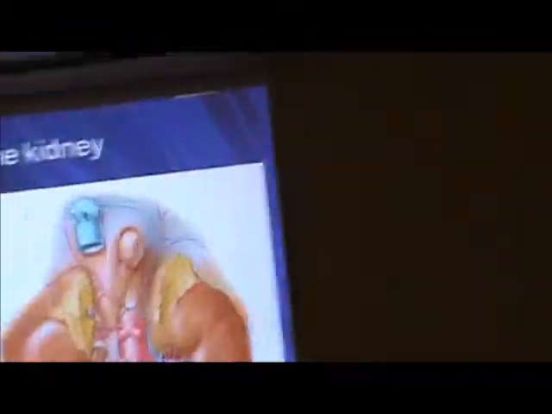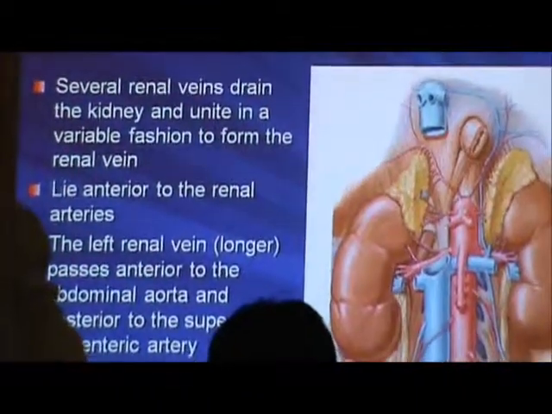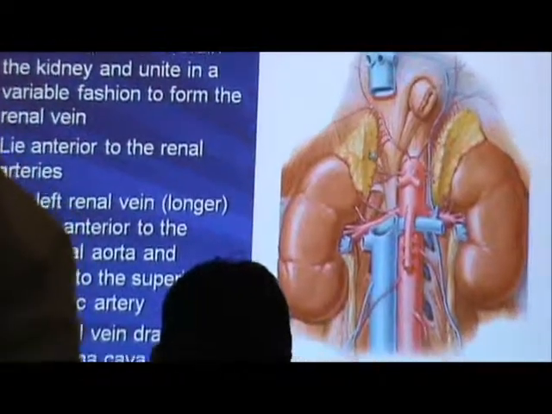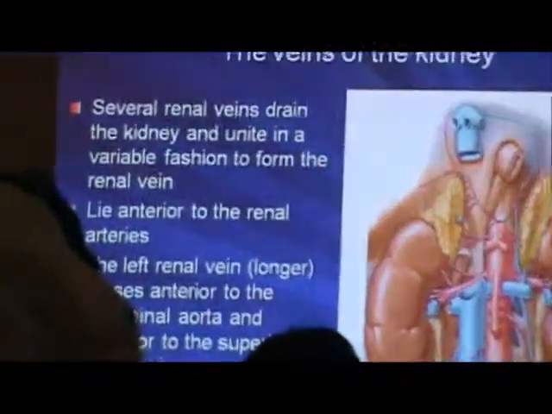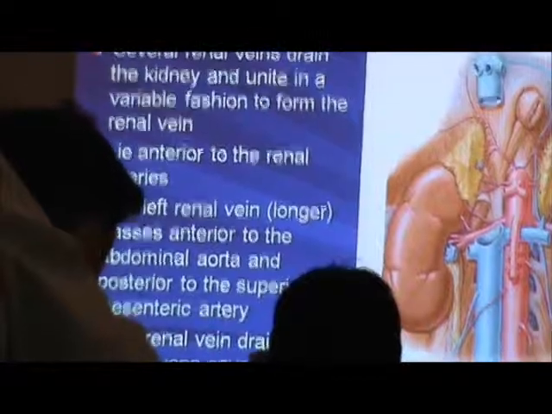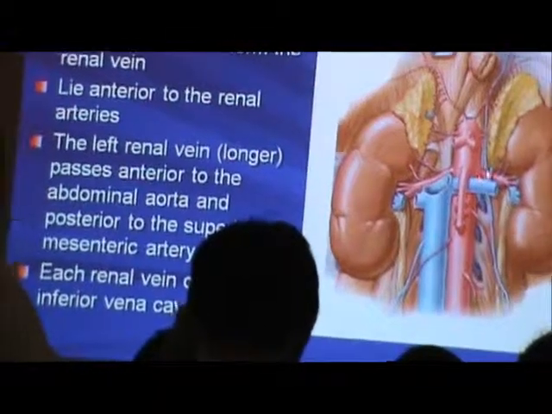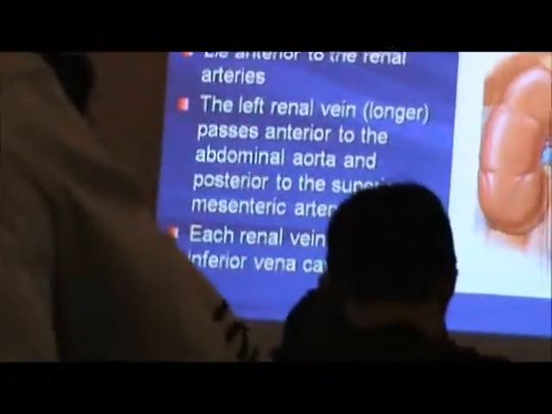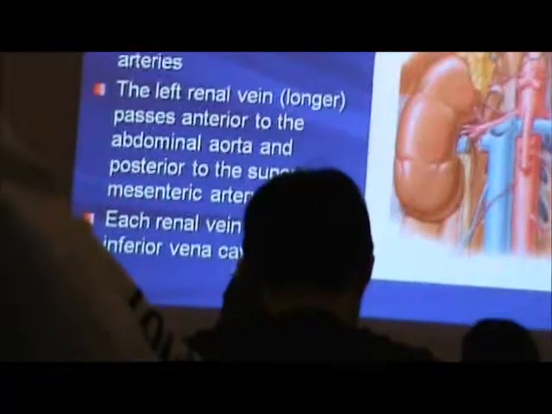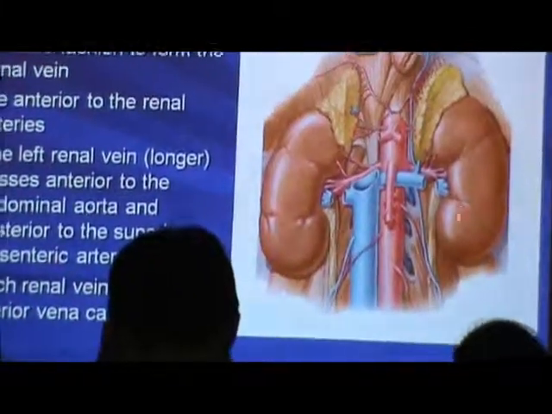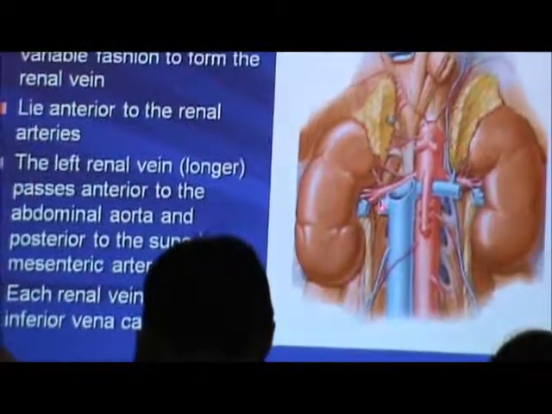Several renal veins drain to form the renal vein, and now we know that the renal vein leaves anteriorly to the renal artery. The left renal vein is longer and passes anterior to the abdominal aorta and posterior to the superior mesenteric artery. Which renal vein drains into the inferior vena cava? Look, the right renal vein is shorter.